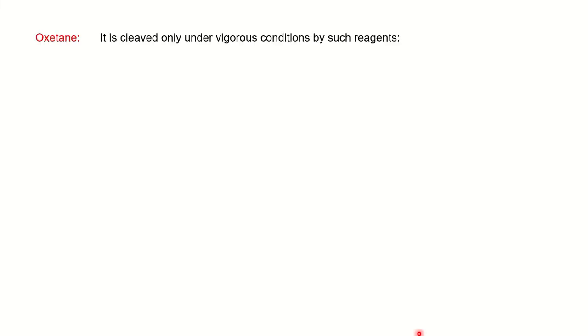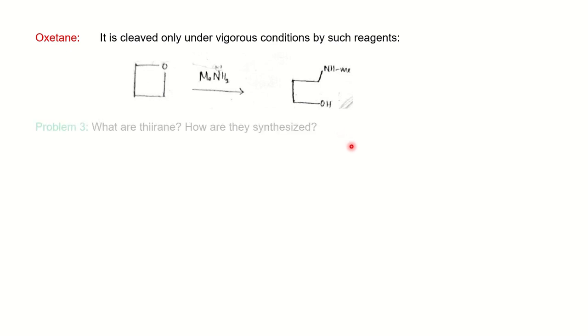And if we consider oxetane, it is also cleaved under rigorous conditions by such reagents, because the four-membered ring has slightly less strain compared to three. Therefore we have written vigorous conditions. One example we will see here is in the presence of methylamine, where the lone pair on the nitrogen will act as a nucleophile. Since it is symmetrical, there is no substitution. You can open it from either side and you will get the following product.